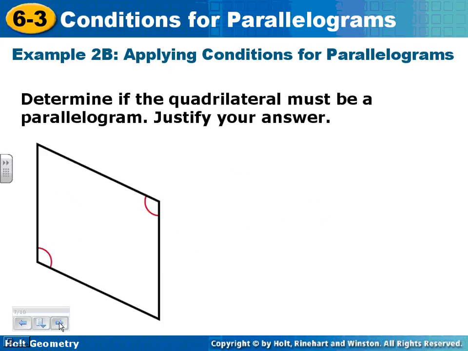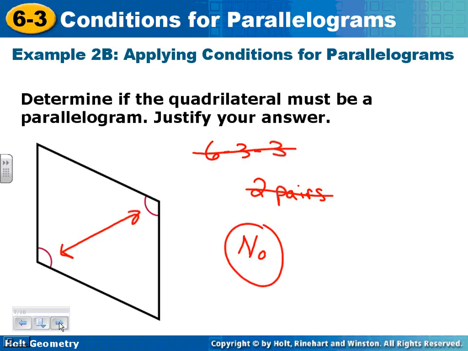The next one, number 7, determine if the quadrilateral must be a parallelogram. I see opposite angles are congruent. And I know that theorem 6-3-3 talked about opposite angles, but in 6-3-3, you need two pairs of opposite angles. In this diagram, I only have one pair. So this doesn't work. The answer here is no, it's not a parallelogram.